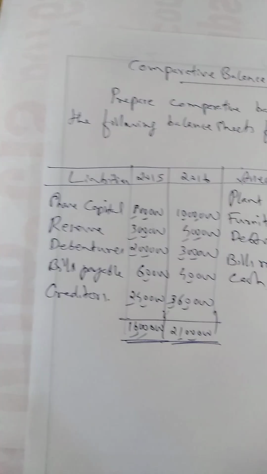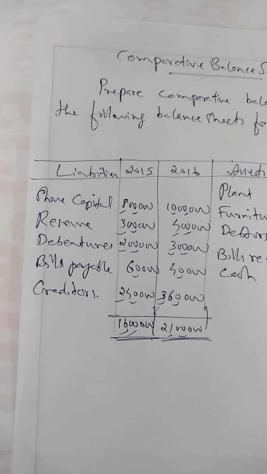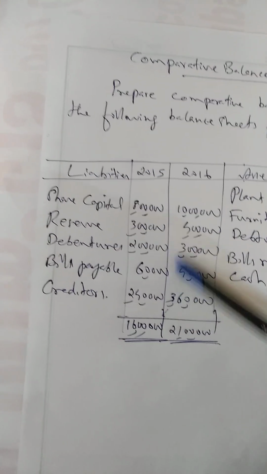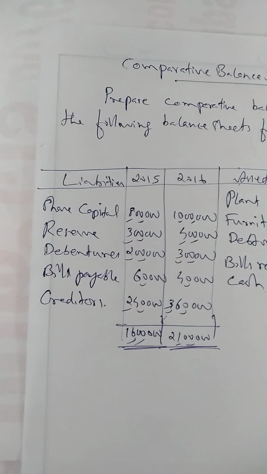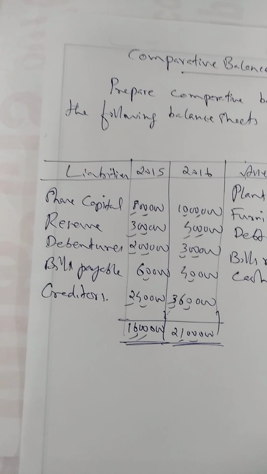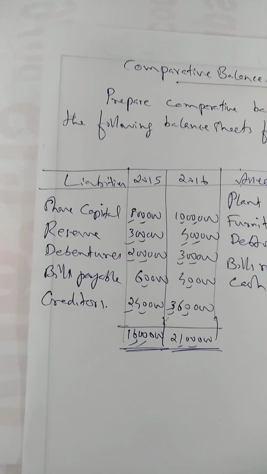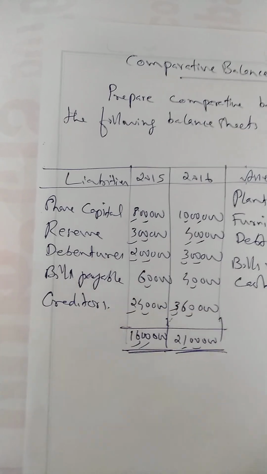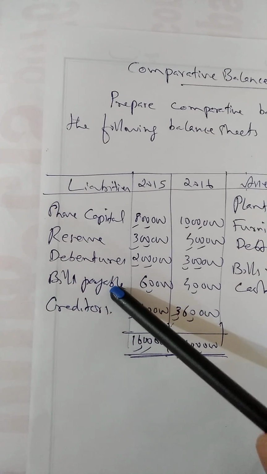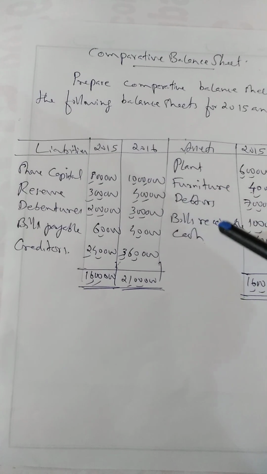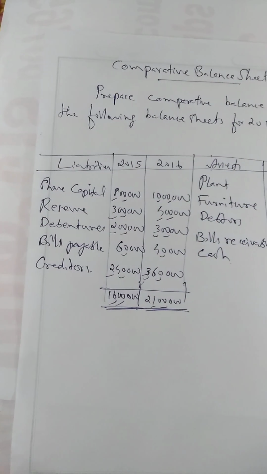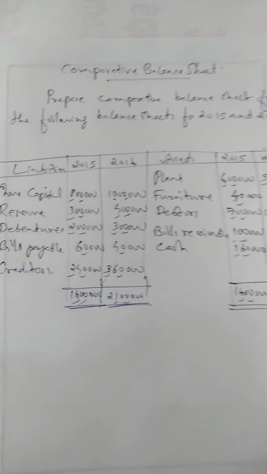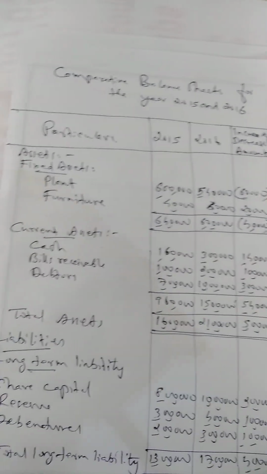So liabilities meant for a long period, above 1 year, can be called a long-term liability. Here they are share capital, reserve and debenture. And liabilities which are to be repaid within a period of 1 year, that means liability for a short period, is called a current liability. Here they are bills payable and creditors. So now we classified the assets as fixed assets and current assets, and the liabilities as long-term liabilities and current liabilities. Okay. Now I explain how to prepare the comparative balance sheet.